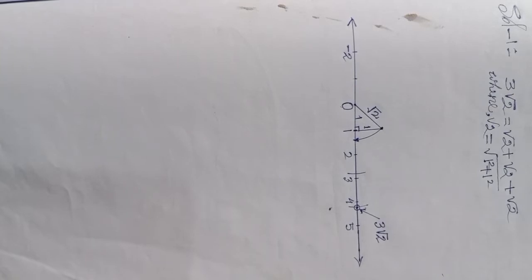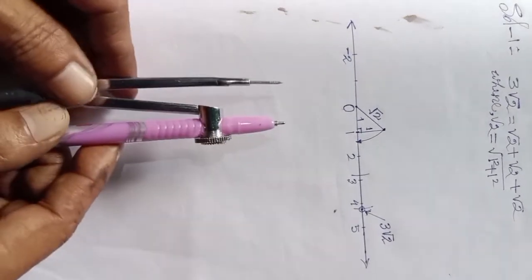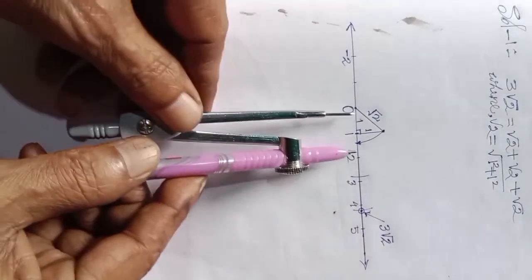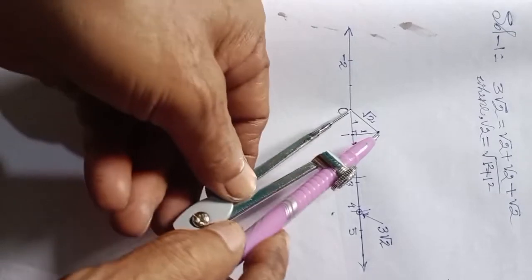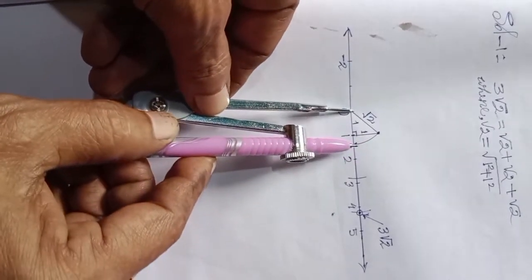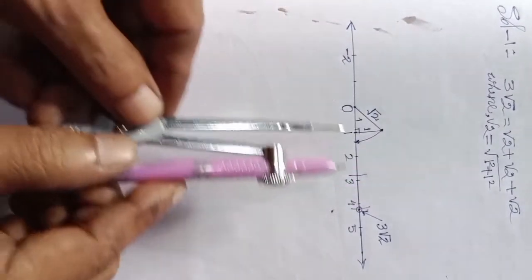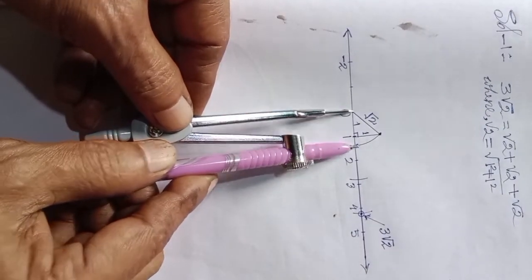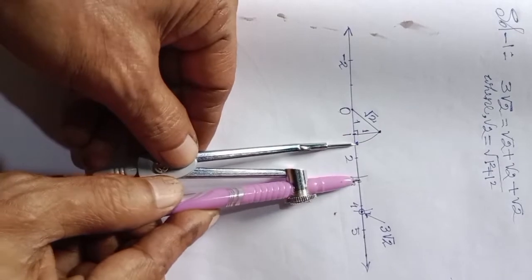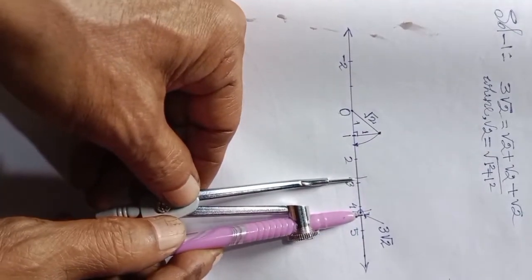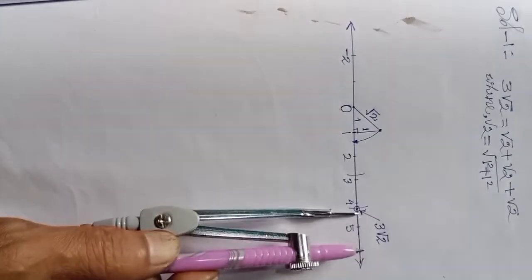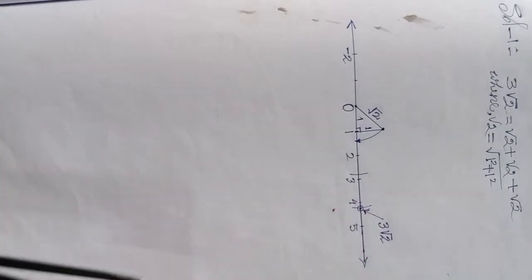After that you have to graphically show the 3 individual values like that. Draw this one, and then from this value on the number line, we have to take 3 times: plus root 2 plus root 2. Okay, and this is the final point, 3 root 2 on the number line.